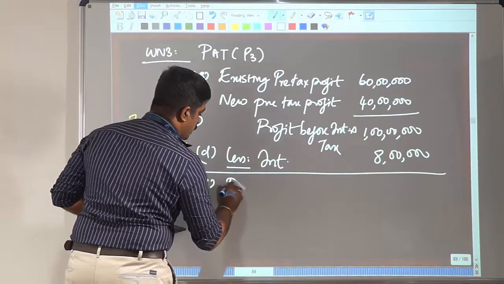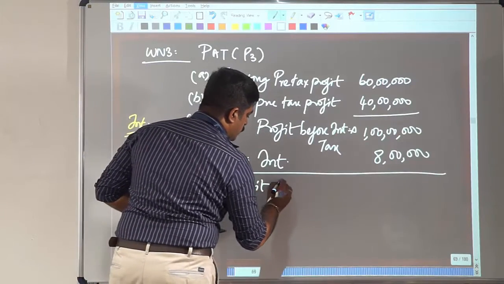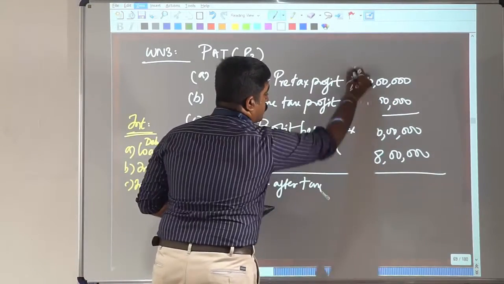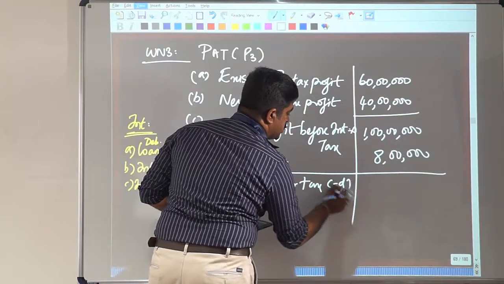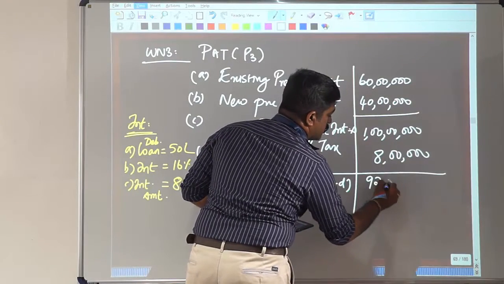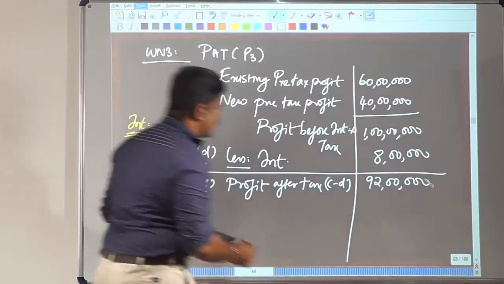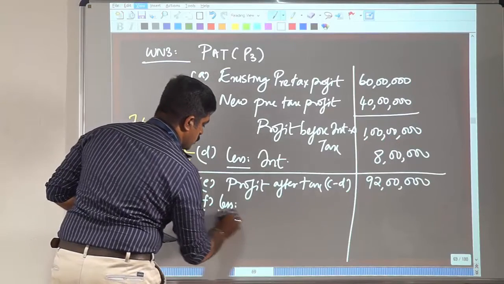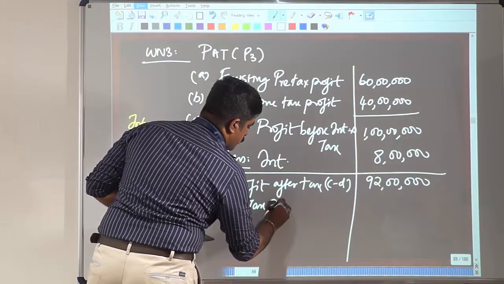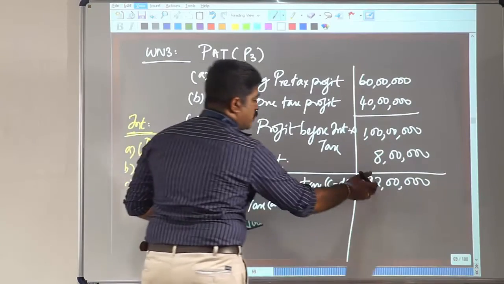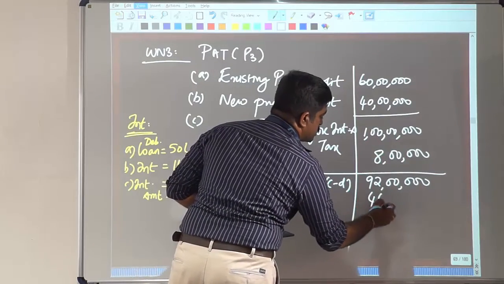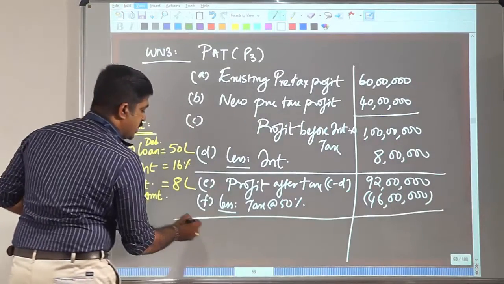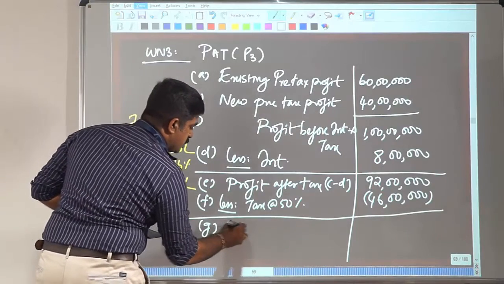Item E, profit after tax. That's nothing but item number C minus D, and it is going to be 92 lakhs. Now from this 92 lakh, I have to pay tax at 50%. So it is 92 lakh into 50%, it is 46 lakhs. So what is my earnings after tax?